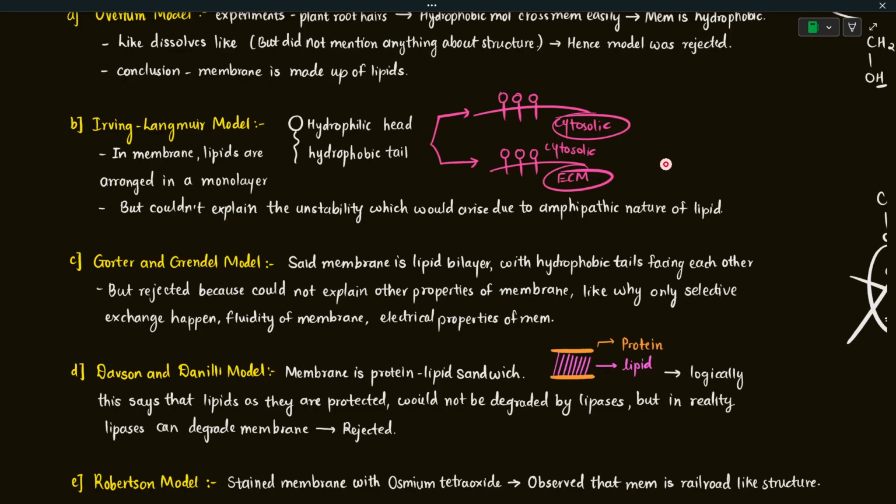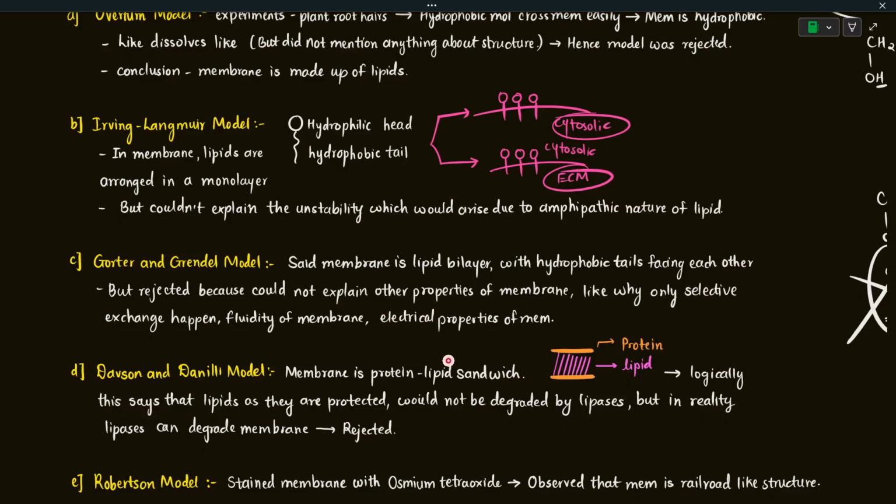So this model was again rejected, because lipids are amphipathic molecules, so they need a stable structure for maintaining the stability of the plasma membrane. So this arrangement of being a monolayer was rejected. Then came the Gorter and Grendel model, which said that the membrane is a lipid bilayer. Okay, so this was a very interesting idea of having an amphipathic molecule structured in a bilayer. So they said that the hydrophobic tails face each other.